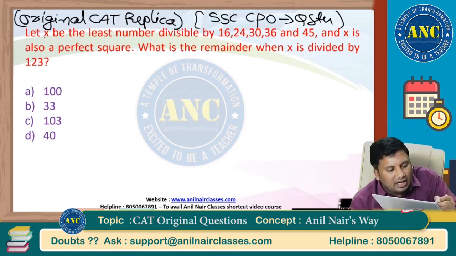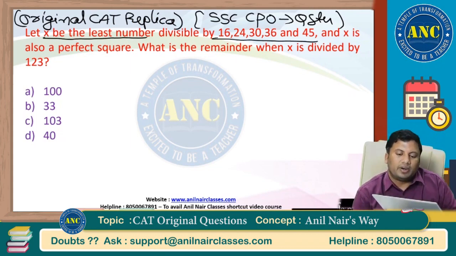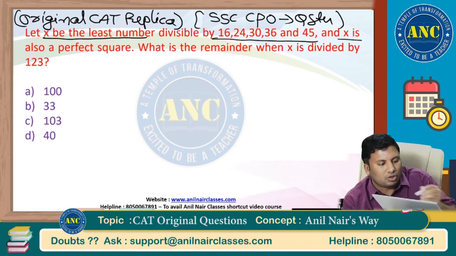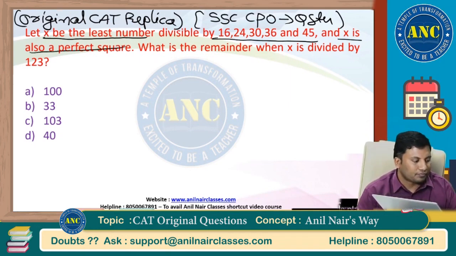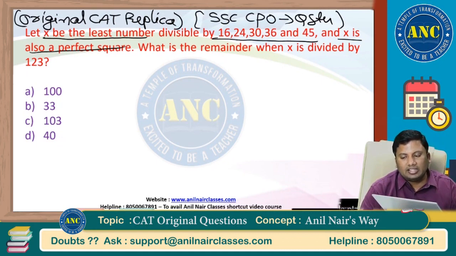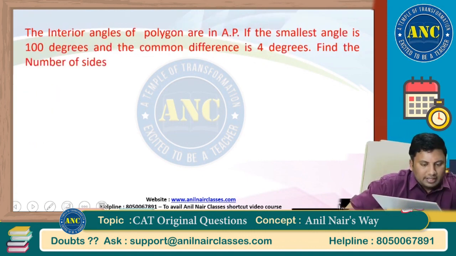X be the least number divisible by 16, 24, 30, 36 and 45. X is also a perfect square. Right? I hope it is clear. What is the remainder when x is divided by 123? Right? One minute.